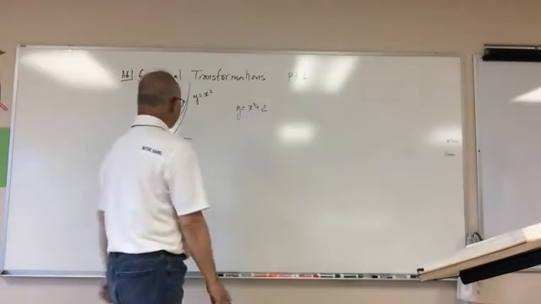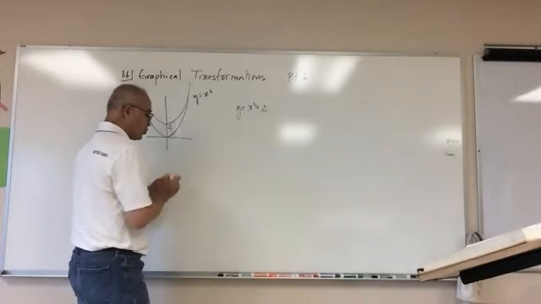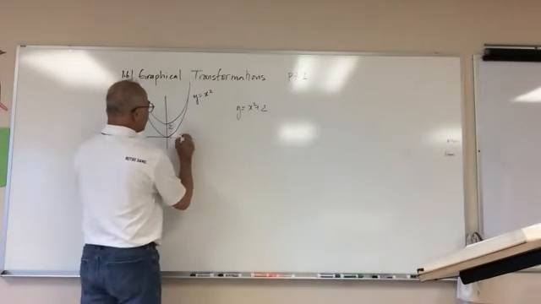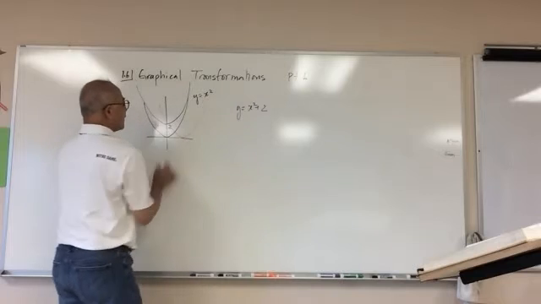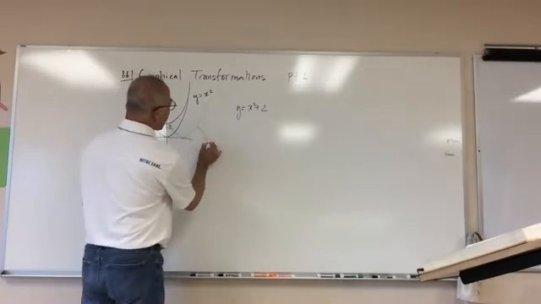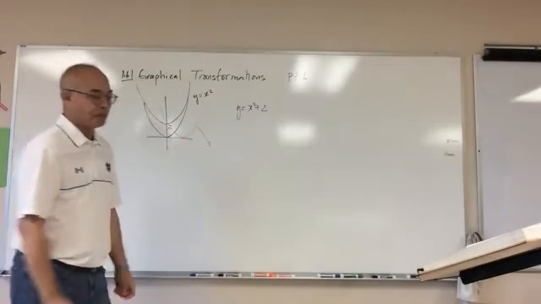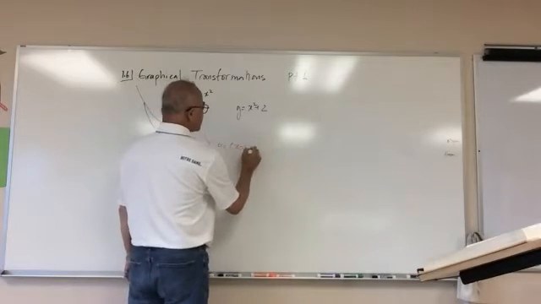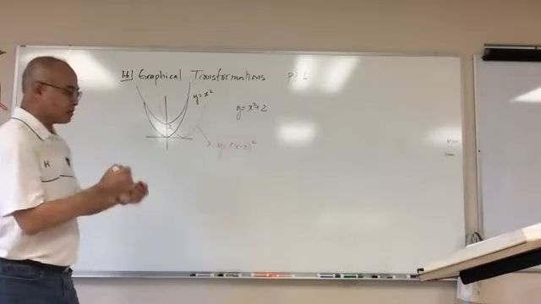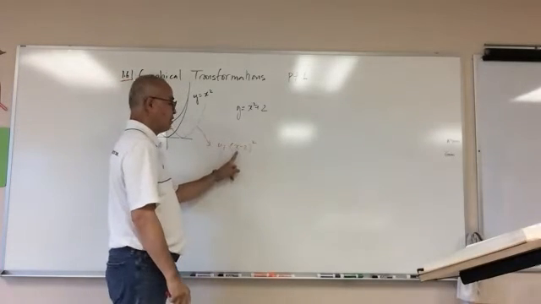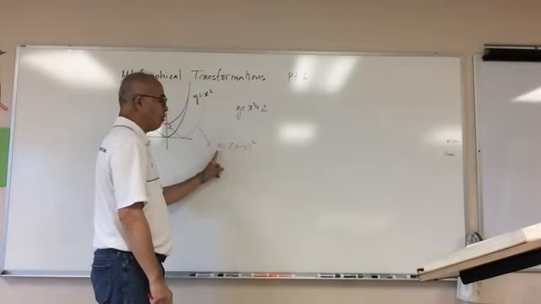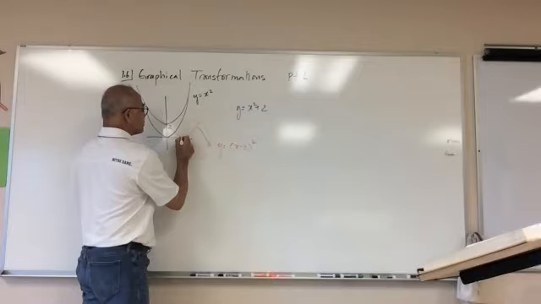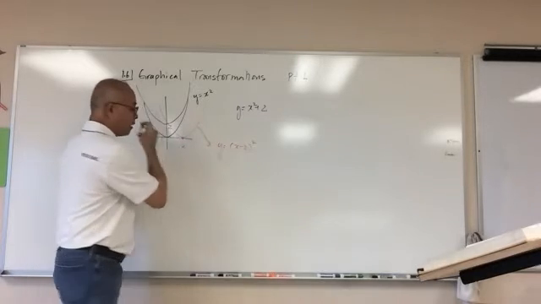What about moving it 2 to the right? How would I move it 2 to the right? It would be over here, look like that. So what would this be? This would be y is equal to x minus 2 squared, which makes sense because if you put x equals 2 in here, y would be 0. So it has to go through the point 2, 0 right here, okay?